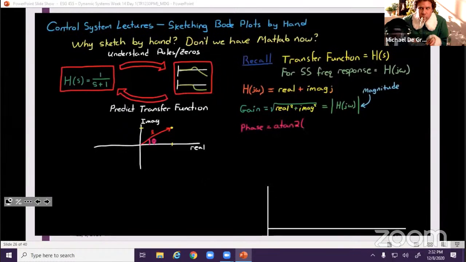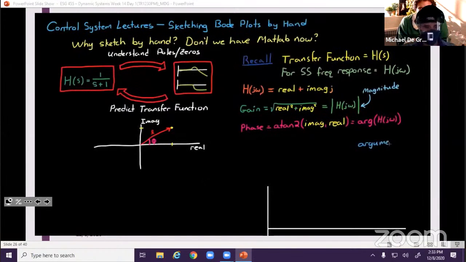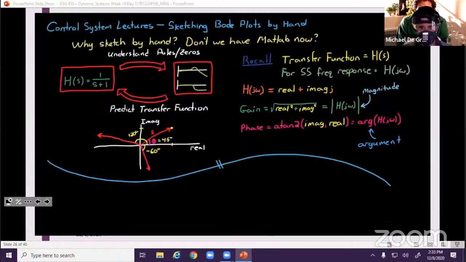And we can write this as the arctangent 2 of the imaginary part and the real part. And in shorthand notation, you can just write this as the argument of H(jω). We can establish the sign of the phase by which side of the real line it appears on. In this case, it might be about 45 degrees. If we continue it a little bit further, it might be 120 degrees. But if we go down below the real line, then it becomes negative, so negative 60 degrees in that case.